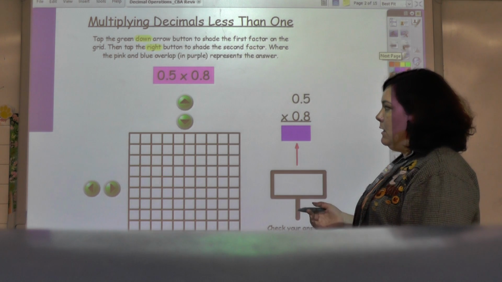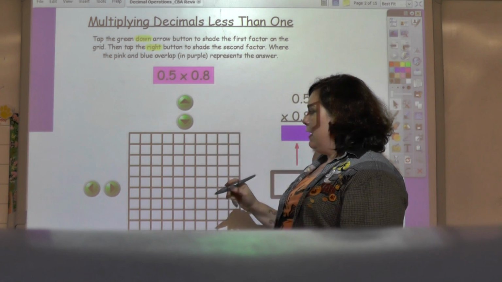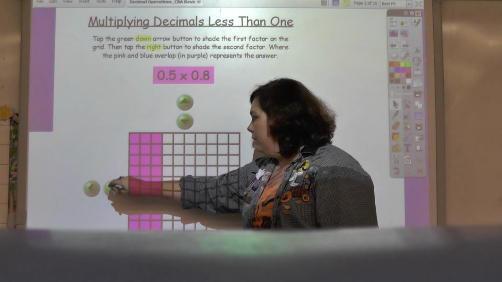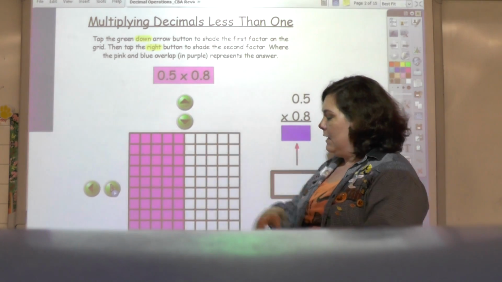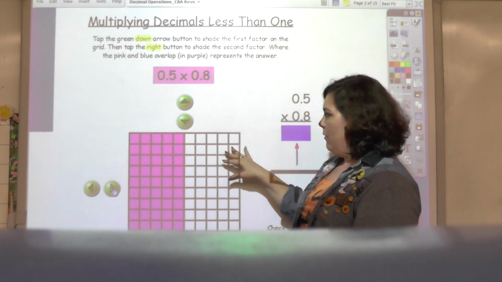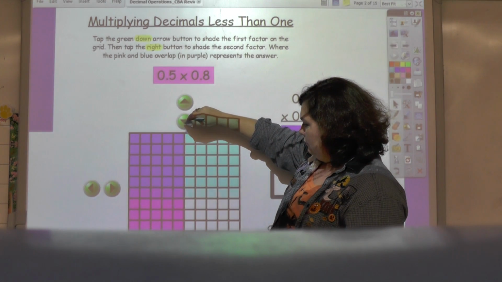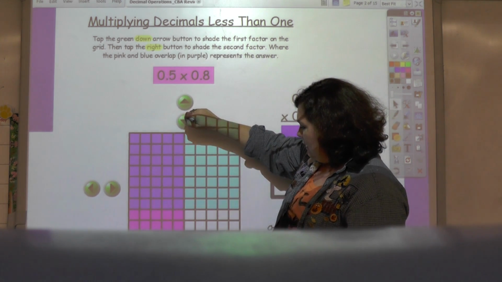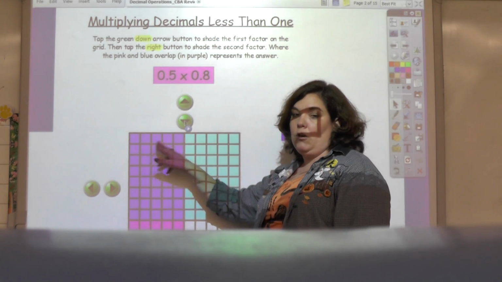The way that you do this is you take the 5/10 that you're multiplying, and that's 1, 2, 3, 4, 5 shaded. And then you have, that's going down, and it can go either way. And then you have 8/10 going across. 1, 2, 3, 4, 5, 6, 7, 8. And so what's double shaded is your answer.